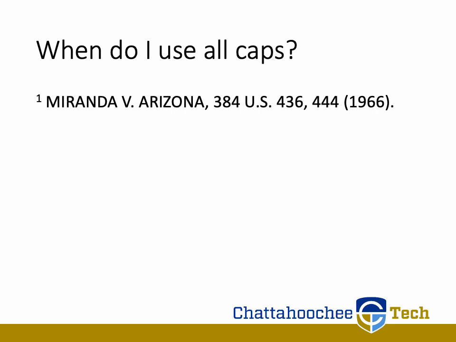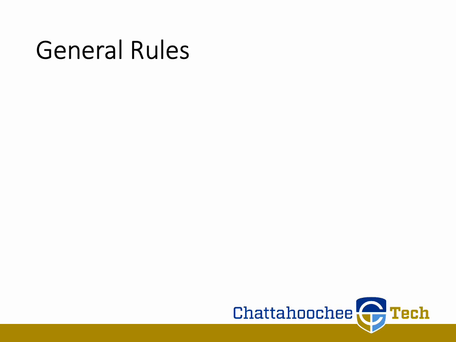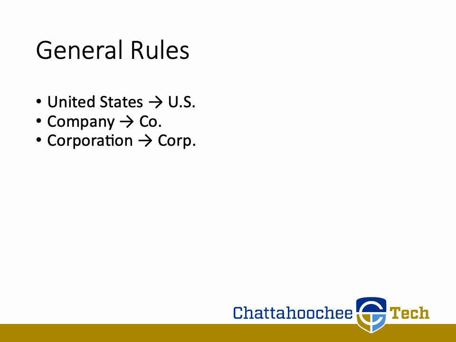Now let's talk quickly about abbreviations. So the Blue Book gives some specific rules for abbreviating case names. And again, those are to ensure that there is some consistency in legal writing. So when it comes to general rules about abbreviations, you have some common words that get abbreviated. For example, you have the United States. It just becomes U.S. Then you have the company becomes Co., period. Corporation becomes Corp. with a period.